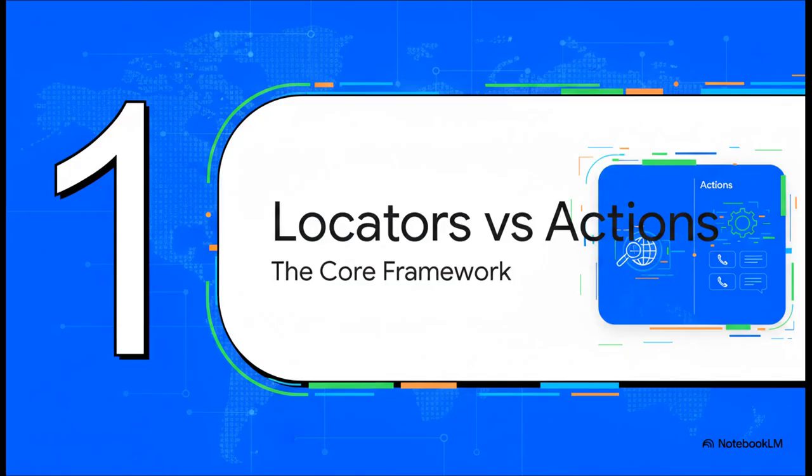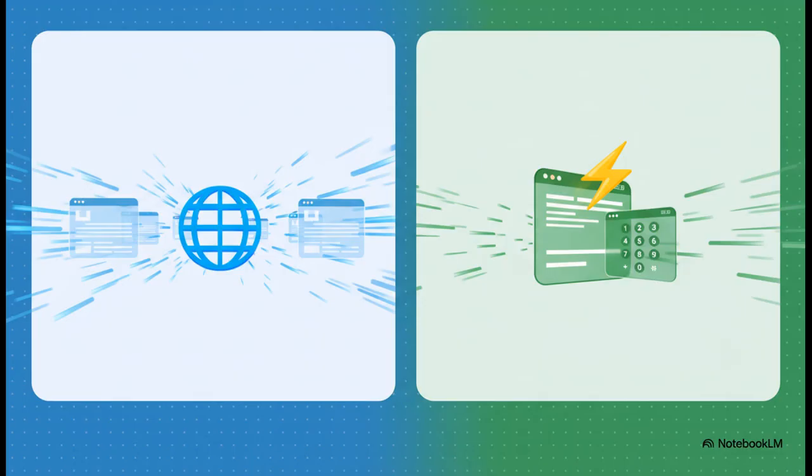Section 1. Locators versus action triggers, the core framework. Okay, to understand how the OS manages all this traffic, we really need to break down the language it speaks and the fundamental difference between the two main categories of routing behavior. So here's the core dichotomy of how things move around on your device. Think of it like two different lanes of traffic.